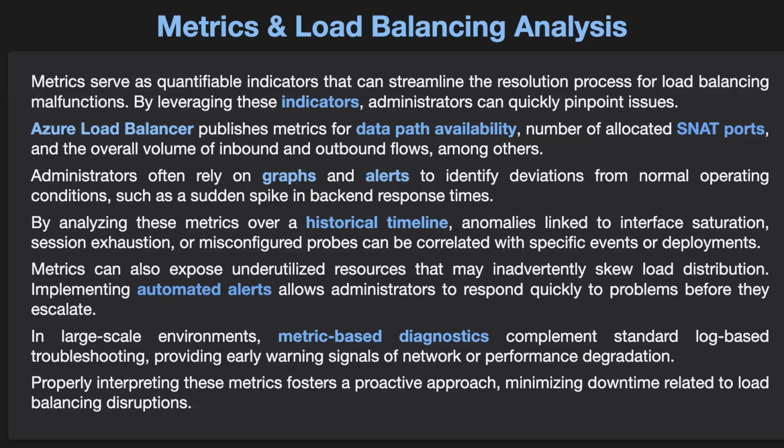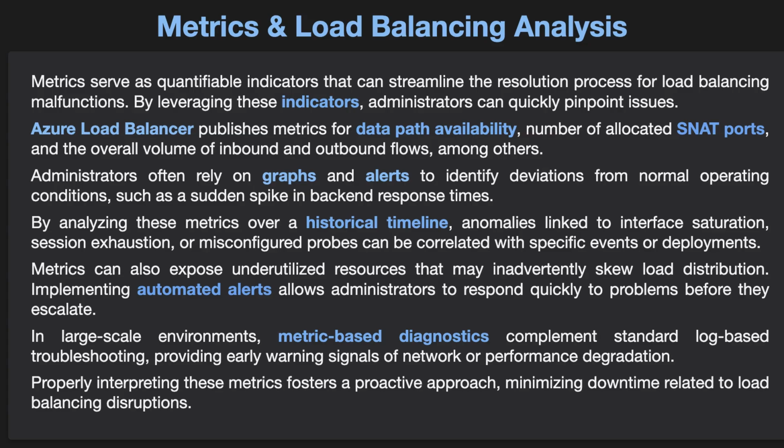Metrics serve as quantifiable indicators that can streamline the resolution process for load balancing malfunctions. Azure Load Balancer publishes metrics for data path availability, number of allocated SNAT ports, and the overall volume of inbound and outbound flows, among others. Administrators often rely on graphs and alerts to identify deviations from normal operating conditions, such as a sudden spike in back-end response times. By analyzing these metrics over a historical timeline, anomalies linked to interface saturation, session exhaustion, or misconfigured probes can be correlated with specific events or deployments.